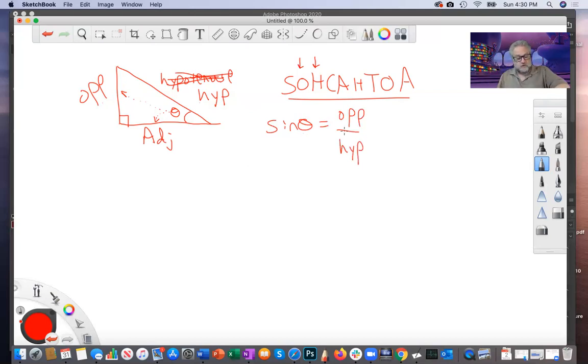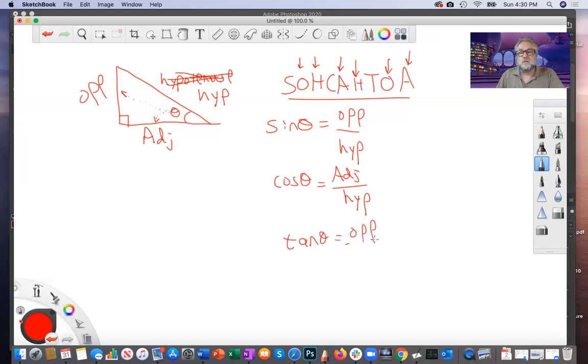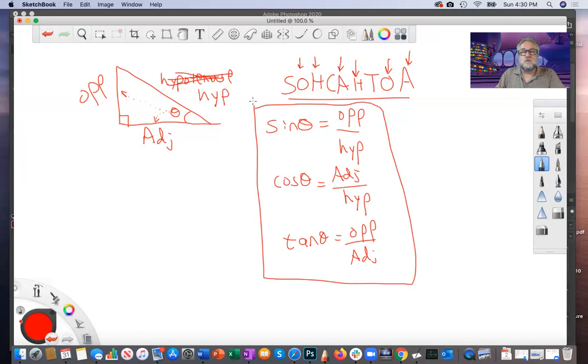And this is a way to use angles to find sides. And that's what the sine function does. It operates on this angle to find the lengths of the sides. For cosine, well, that's adjacent over hypotenuse. And tangent up here is opposite over adjacent. So these are our three basic rules for our trigonometric functions.